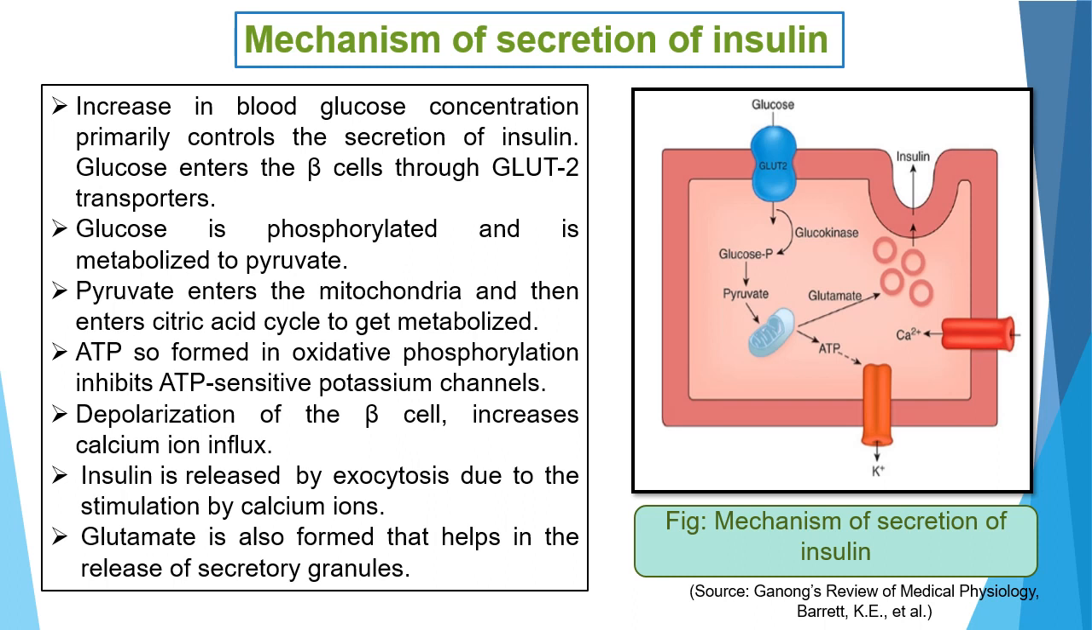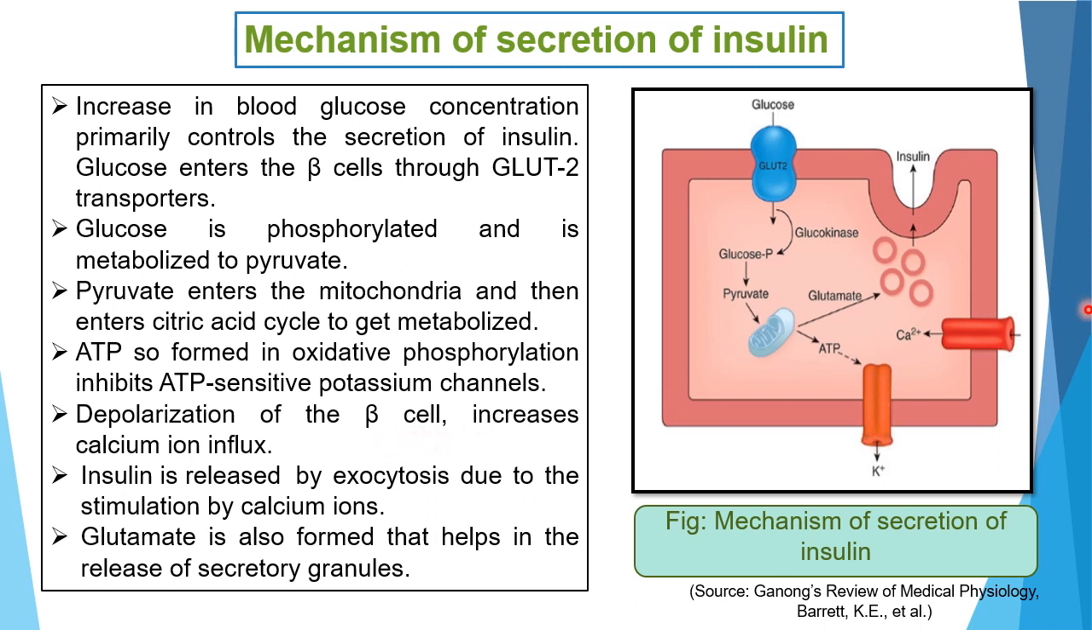There are many glucose transporters which are present in different cells and organs. Glucose is then phosphorylated by glucokinase and is metabolized to pyruvate. Pyruvate enters the mitochondria and then enters the citric acid cycle to get metabolized. ATP so formed in oxidative phosphorylation inhibits ATP-sensitive potassium channels.